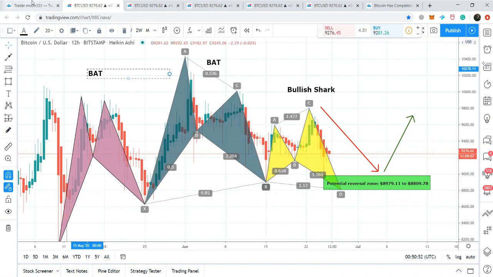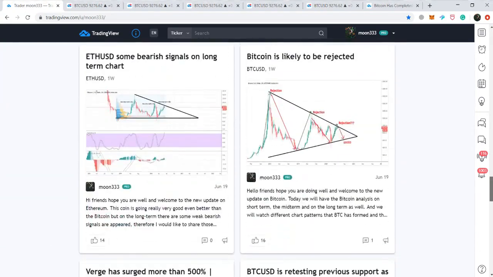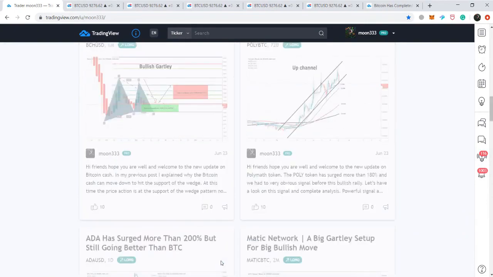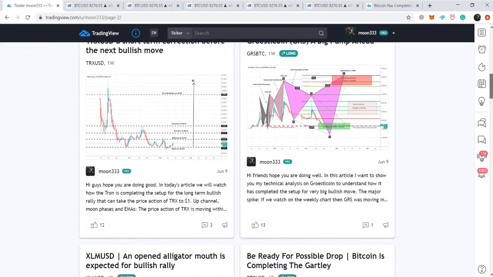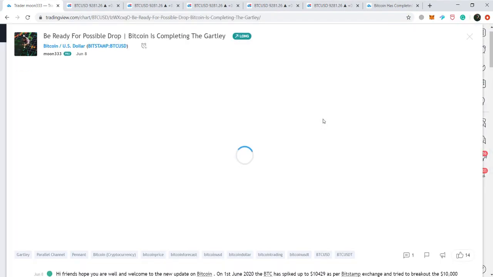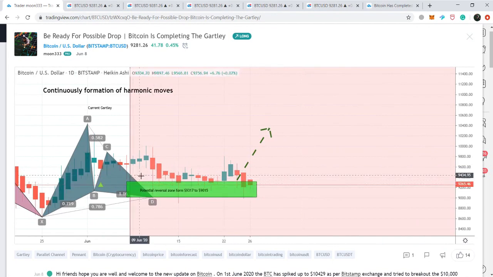Before that, on the 8th of June, I would like to recall this pattern that I predicted, that the price action may move more down for the completion of the garlic pattern that I posted on the 8th June, when the price action was almost moving between $9,800 to $10,000. And this was that pattern, when I predicted that the price action would enter this potential reversal zone, and from here it can move up again. And you can see that this leg has been completed.